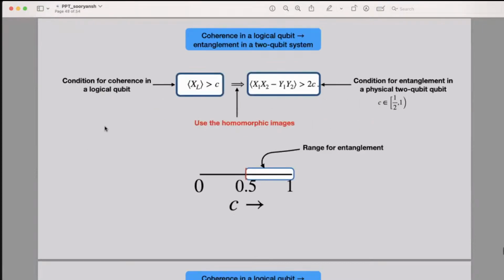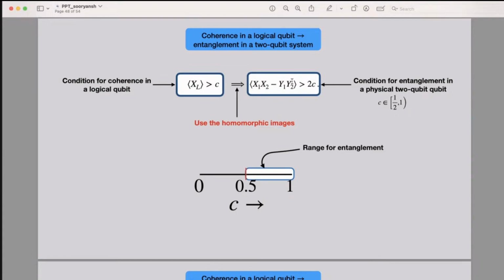So the point is that in order to do that, one can start with a coherence witness, or condition for coherence, of this form in the logical qubit, expectation of XL greater than C, and one can replace this XL by a convex sum of its homomorphic images. So this XL will be mapped to some half of x1, x2 minus y1, y2.